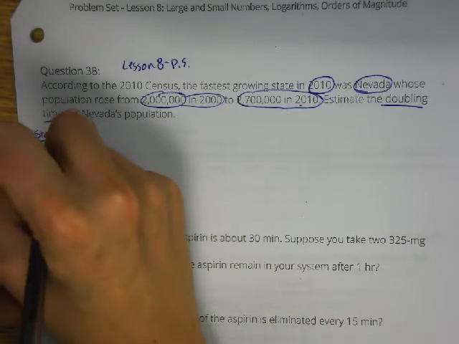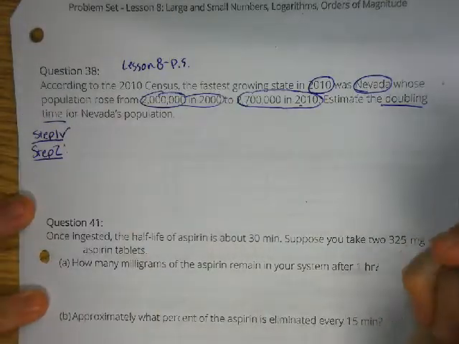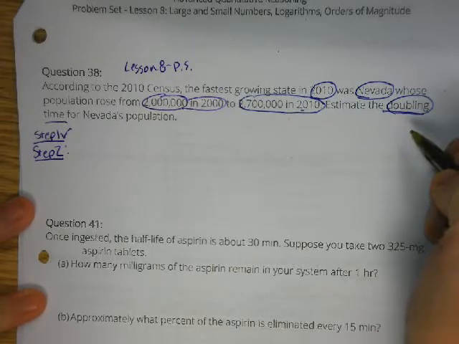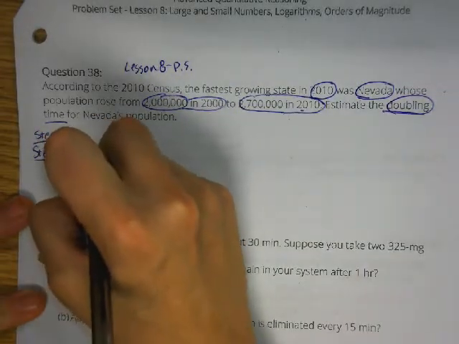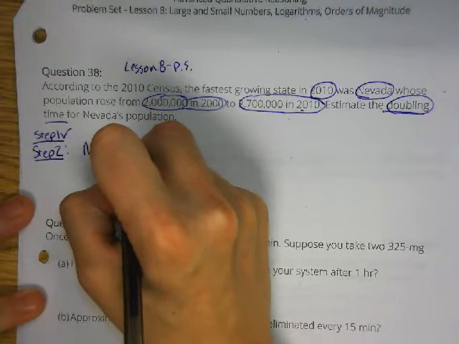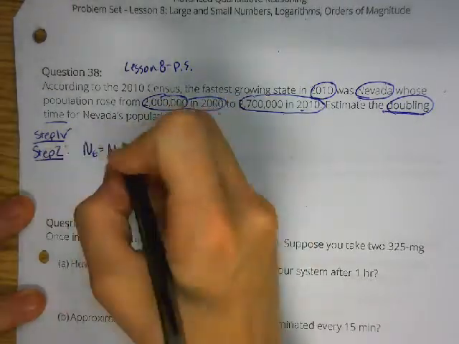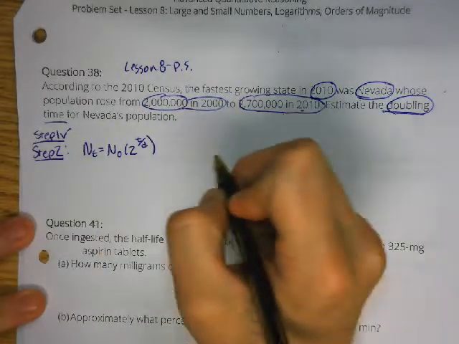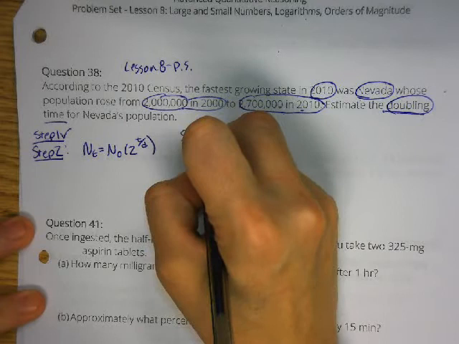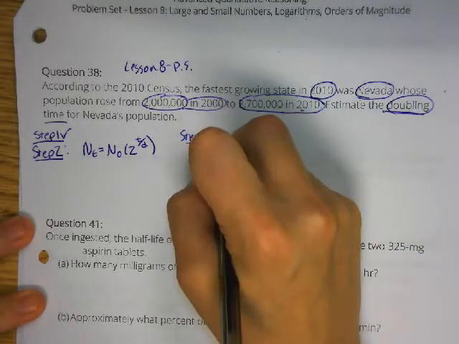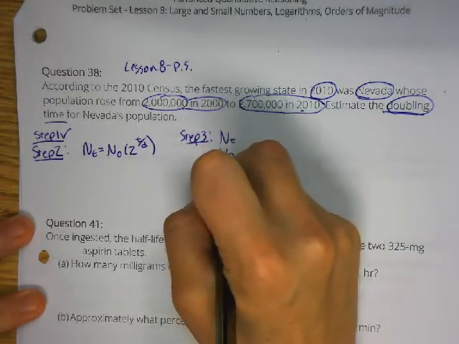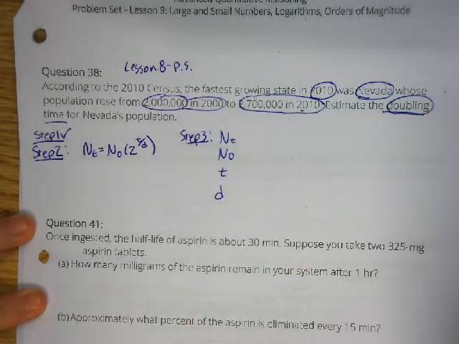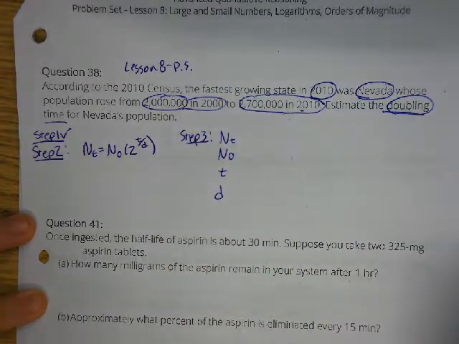For step 2, the formula that I use, because we're doubling in size, I'm going to use the doubling formula. So I have NT is equal to N0 times 2 raised to the power of t divided by d. So for step 3, I'm going to identify my variables. I have NT, N0, little t, and little d. This one's a little bit different from what we did in class.